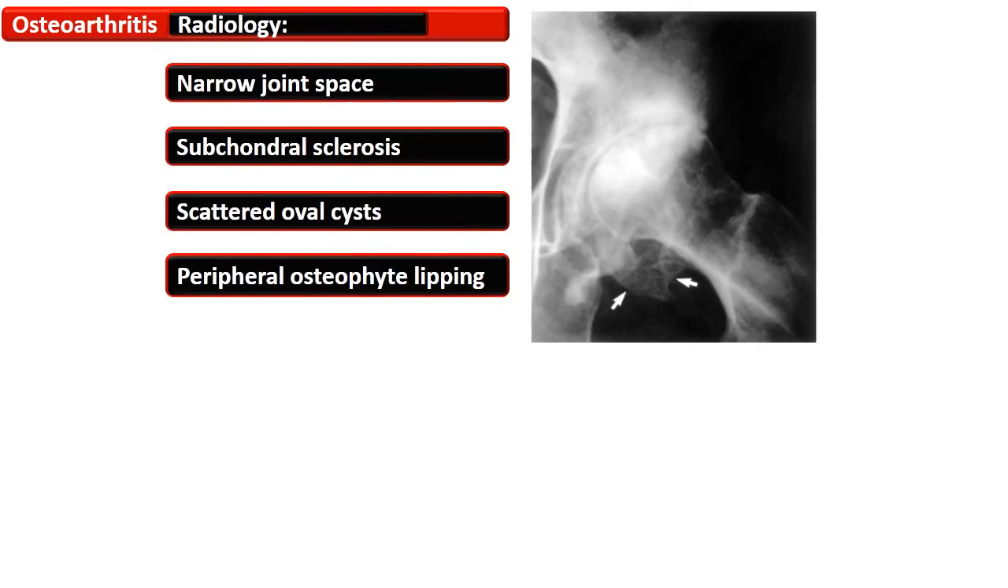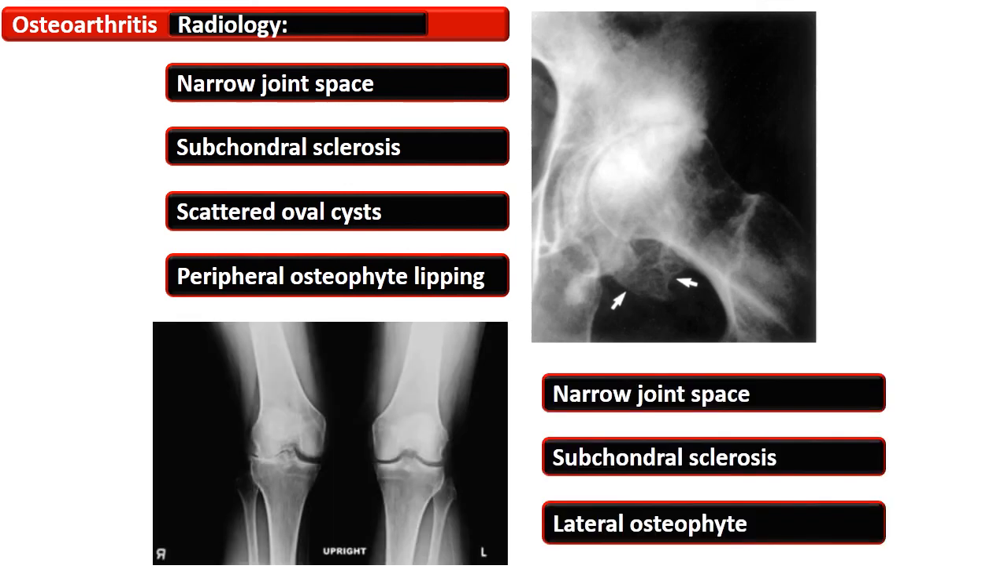These changes are evident on radiology, as this X-ray is showing the hip joint with narrow joint space, subchondral sclerosis, scattered oval cysts, and peripheral osteophyte lipping, which is marked by this arrow. And this is a knee joint with narrow joint spaces, subchondral sclerosis, and lateral osteophyte.